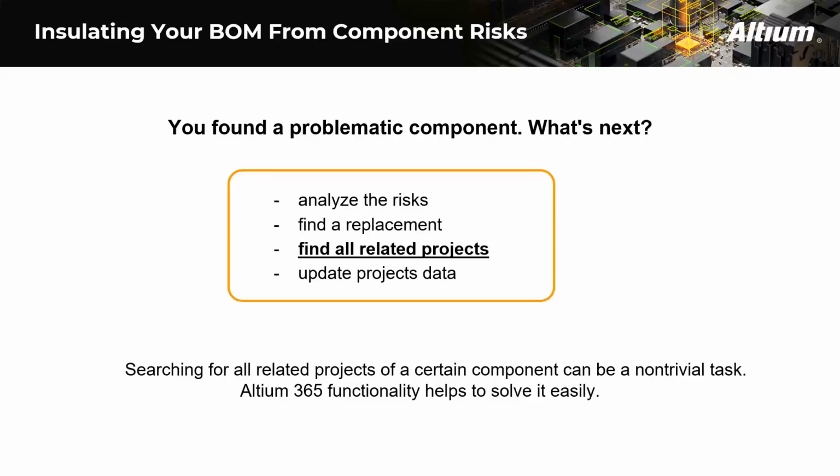When analyzing the risk, consider what exactly is the heart of the problem and where this problem will affect the project. Once the risks are identified, find a replacement either by yourself or with the help of a manufacturer or supplier. The next task is to identify all the products that are impacted by the component issue. When you know where the component is used, you can start making changes. This point is marked in bold for a reason, because it can be a non-trivial task. The functionality of Altium 365 helps to solve it very easily.